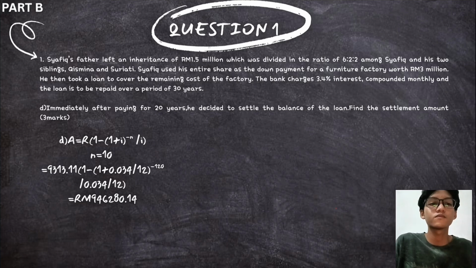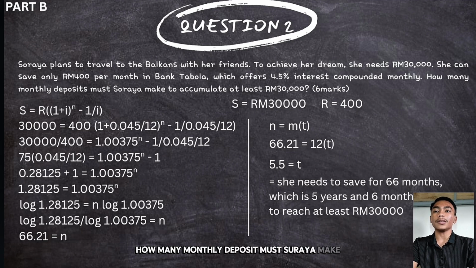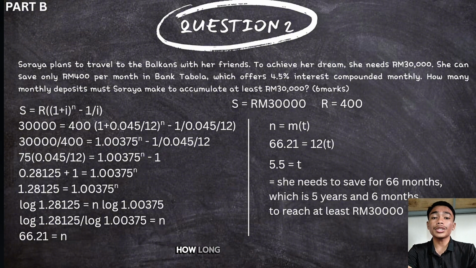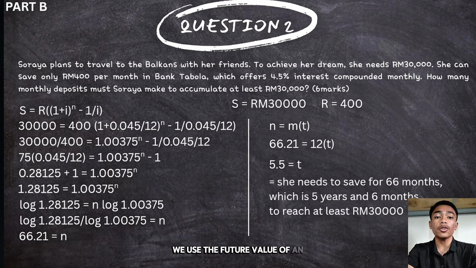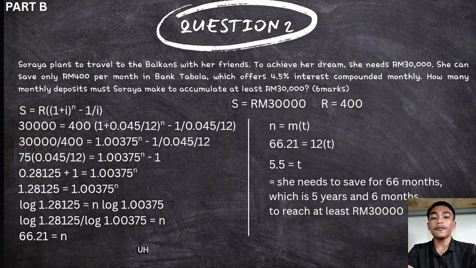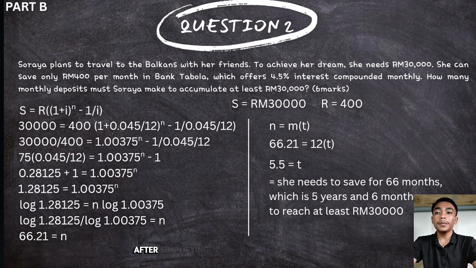How many monthly deposits must Soraya make to accumulate at least 30,000 ringgit Malaysia? First of all, to calculate how long she needs to save, we use the future value of an ordinary annuity formula. The formula is S equals R multiply ((1 plus i) powered by n minus 1) divided by i, where S equals 30,000 ringgit, R is 400 ringgit, and the monthly interest rate i equals 4.5% divided by 12.